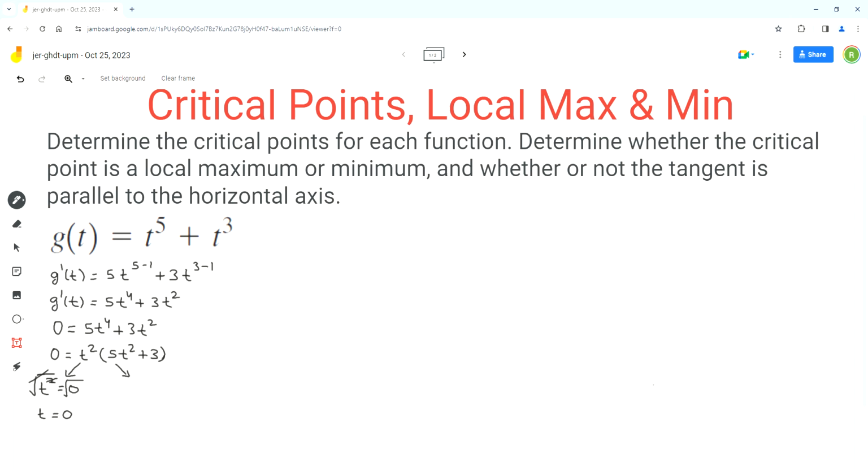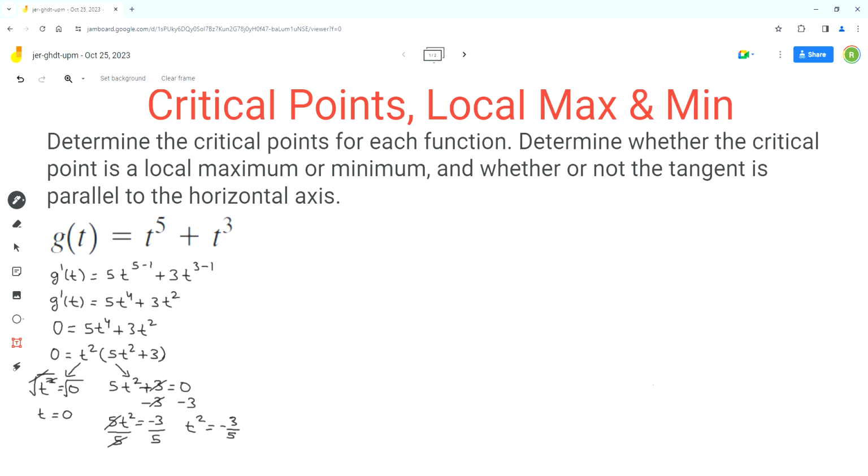Now we can analyze the other case. So 5t^2 plus 3 equals 0. And now we can isolate t. First we should subtract 3 from both sides. So the 3's on the left side will cancel out. So 5t^2 equals -3. Now we can divide both sides by 5. So the 5's on the left side will get cancelled out. So we get t^2 equals -3/5.